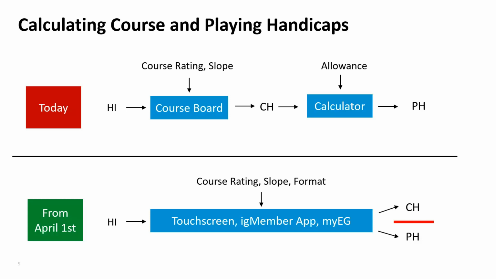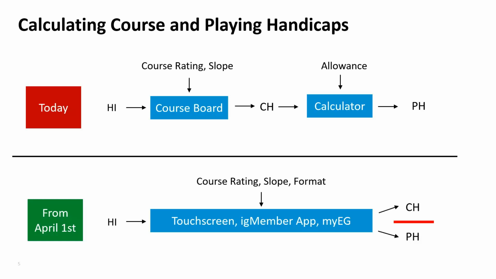Going forwards, from the 1st of April, your handicap index, again, is the driving input, and the software will use the course rating, the slope, and the type of competition you're playing. If you're playing a competition, it knows that it's a greensomes or a foursomes or a bogey competition. It will take those inputs and tell you what your course handicap is and what your playing handicap is.